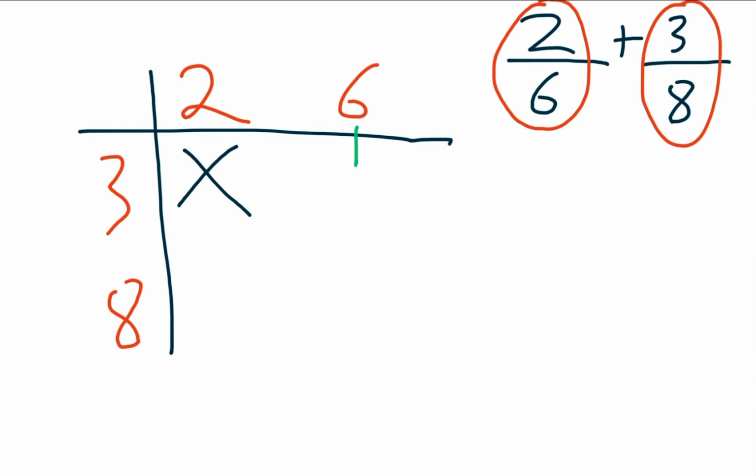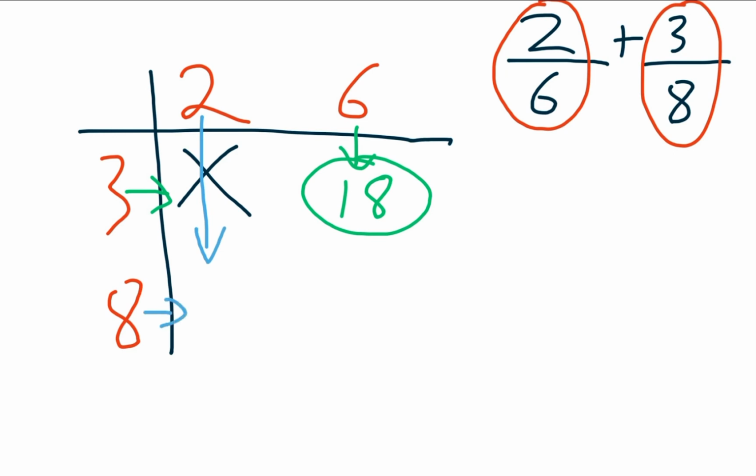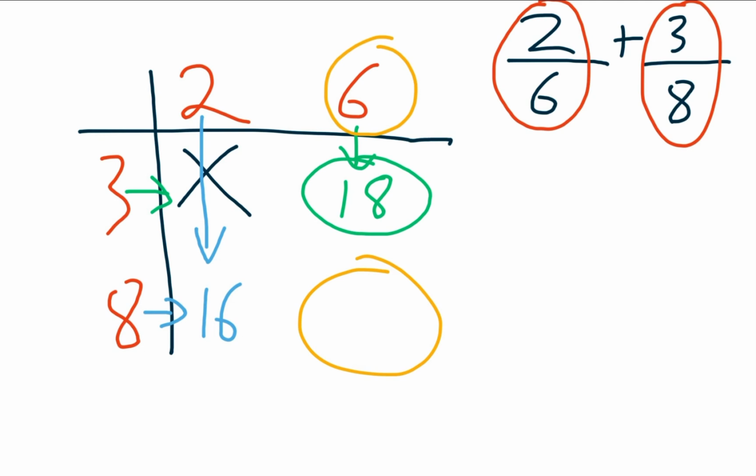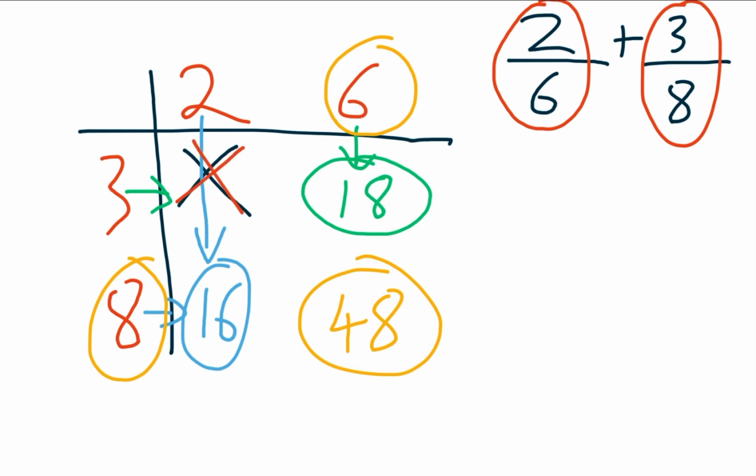I'm now going to multiply 6 with 3, which meet here. So 6 times 3 gives me 18. I'm then going to multiply the 2 coming down and the 8 coming across. So 2 times 8 is equal to 16. And then the last one over here is the far end numbers, 6 and 8. So 6 times 8 is equal to 48. I'm now going to take the two numbers that are diagonal to each other. Because I've got a cross here, I can't use the 48 because it's not diagonal to another number. So I take the 18 and the 16.